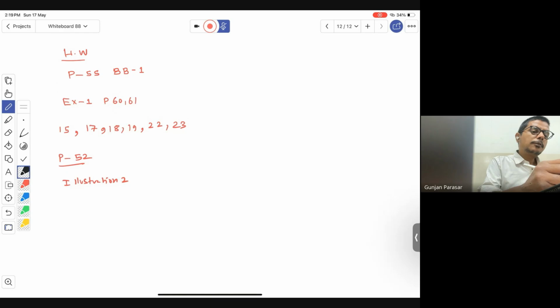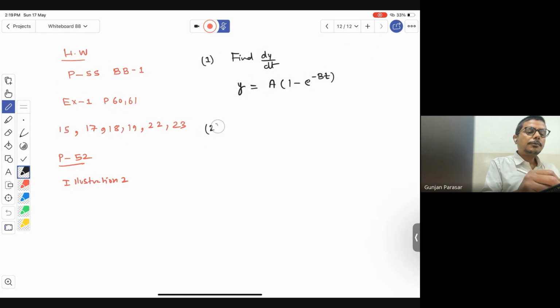Find dy by dx, or find dy by dt, where y is equal to a into 1 minus e to the power minus bt. One question. Next question you will try. S equals a cos omega t plus phi.